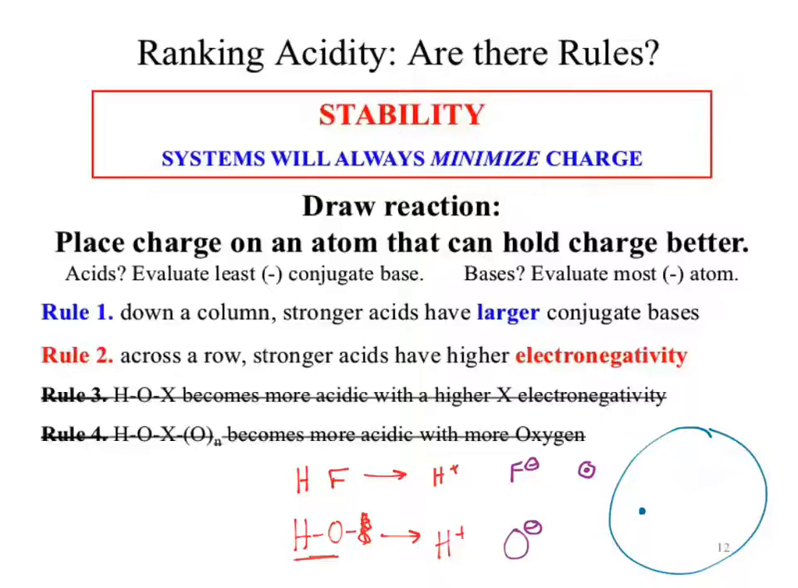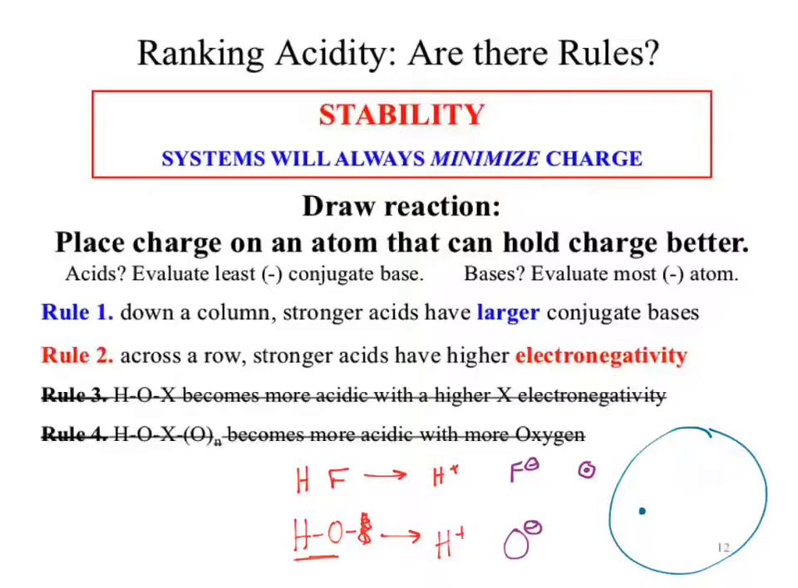Use another rule. In that other rule, the stronger acid has the higher electronegativity. Which one is more electronegative, fluorine or oxygen? Fluorine. Why does that stabilize the negative charge better? Well, what does electronegativity mean? The ability to hold bonding electrons. If fluorine holds those electrons better than oxygen, well then H plus is going to fall off a lot more frequently in HF than it will in HO.